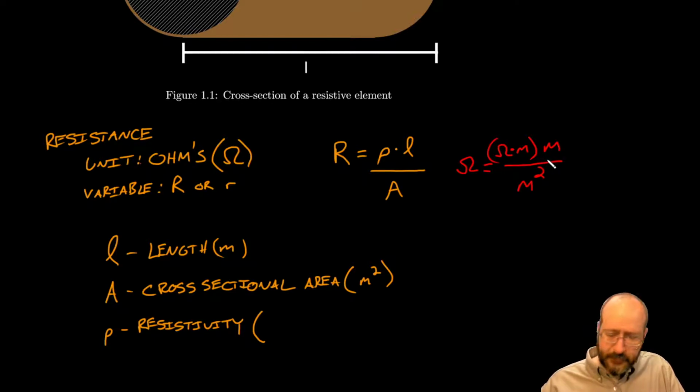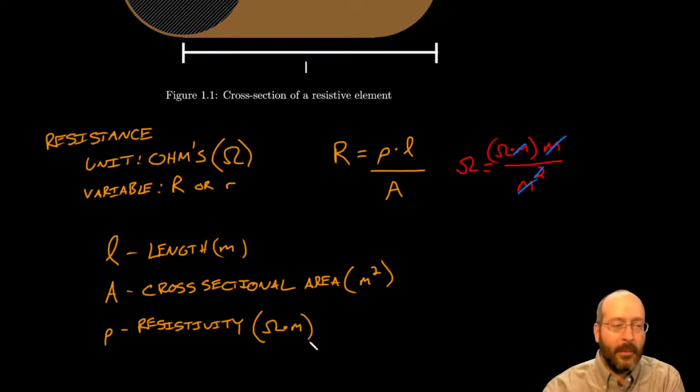But this meter is going to cancel one of the ones in the bottom. That one's going to cancel the other one. And I'm left just with ohms. So the unit of resistivity is ohm meters. Okay, and that's a physical property that's going to vary with material type.